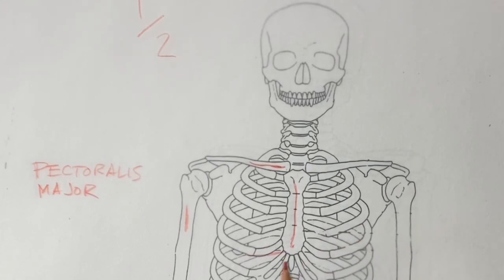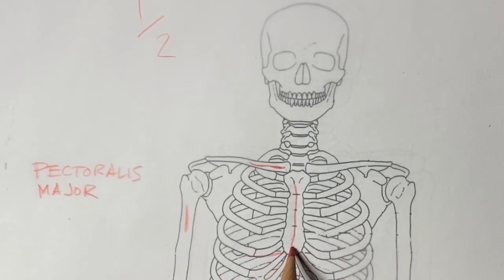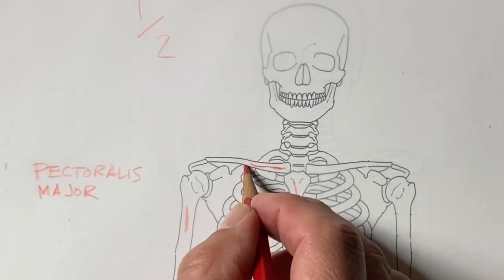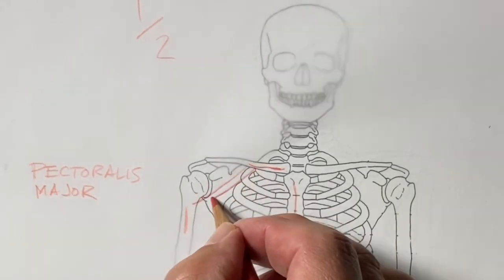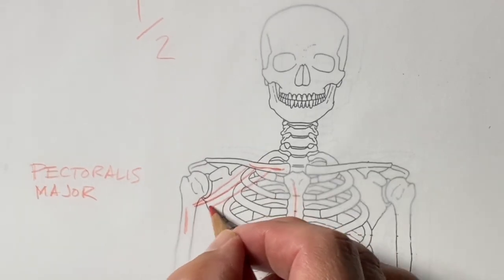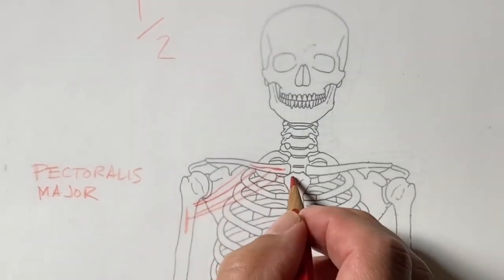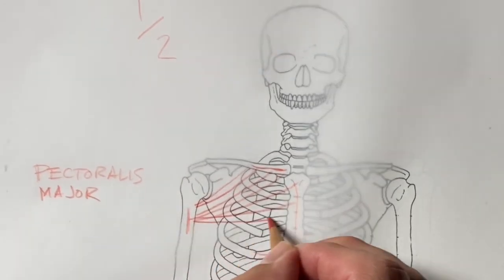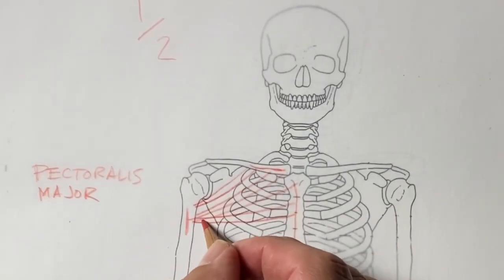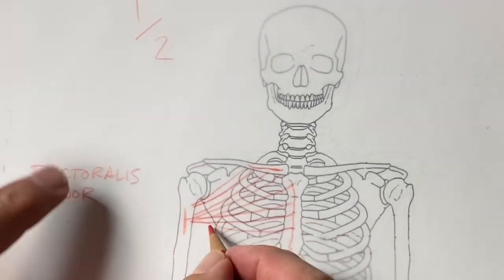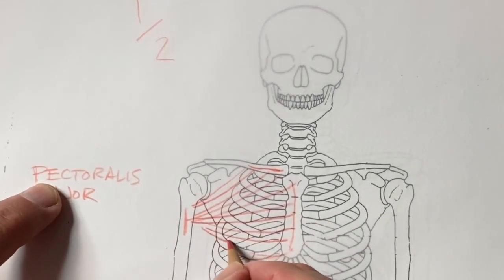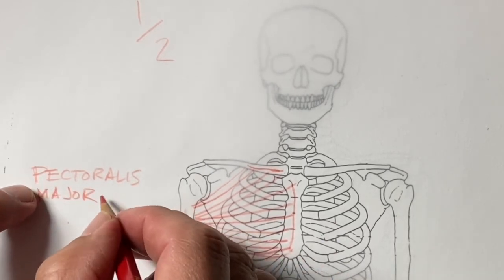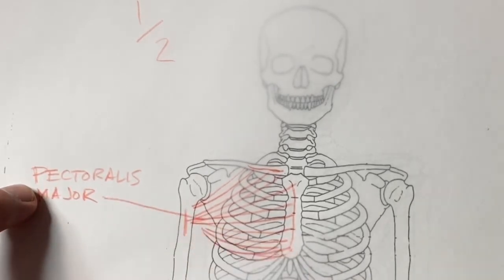So what you want to do is just have your lines go from the origin to the insertion. We're just going to start and use the line direction to show that you understand where things are going from and to, because the point of this is to help you understand structure. So I'm just going to make lines carrying down where this goes from and to. And then I'll label it: pectoralis major.